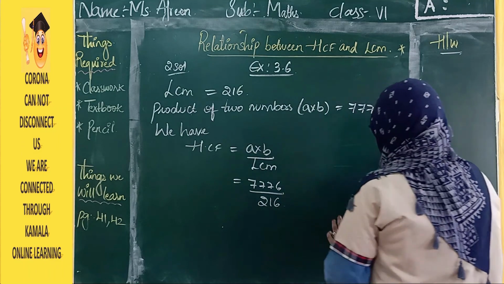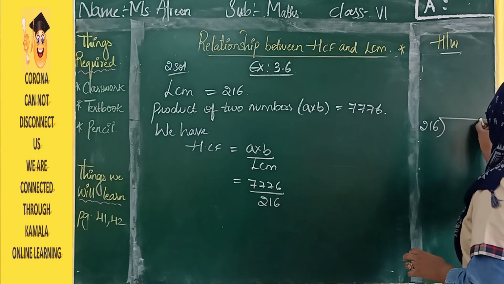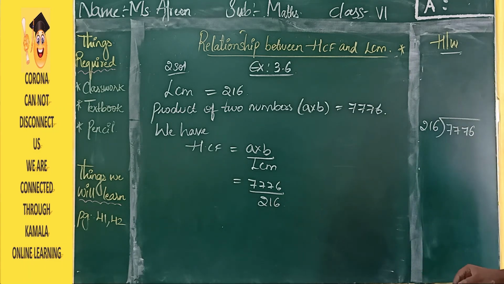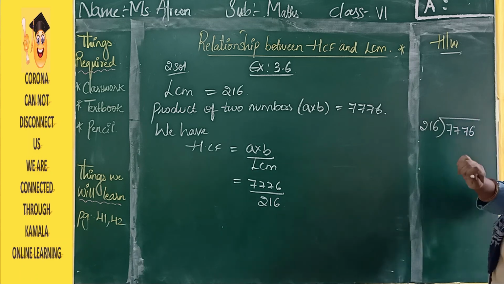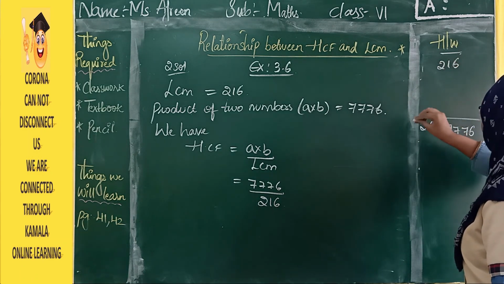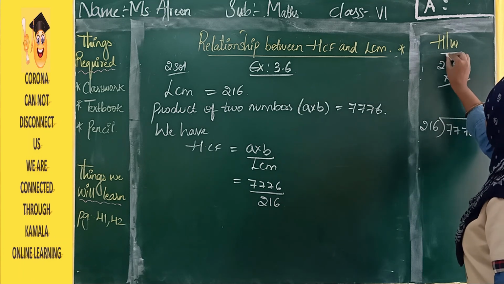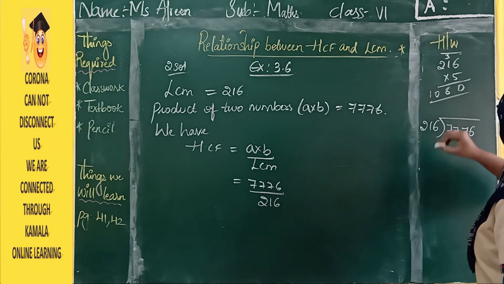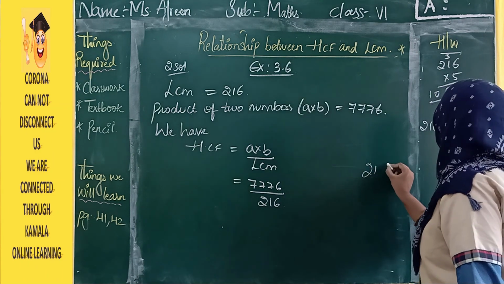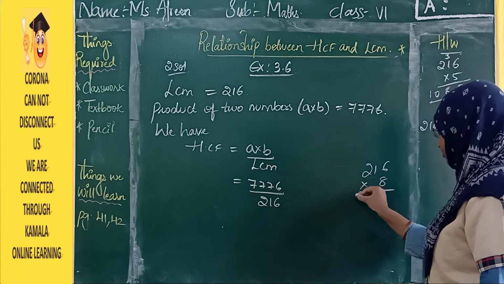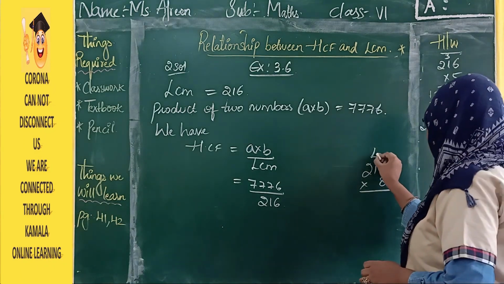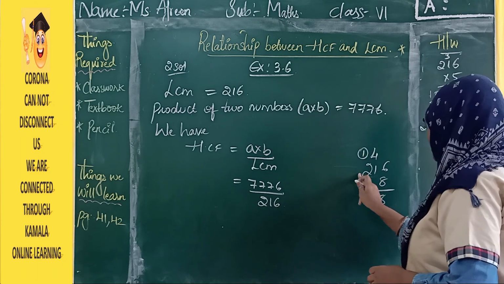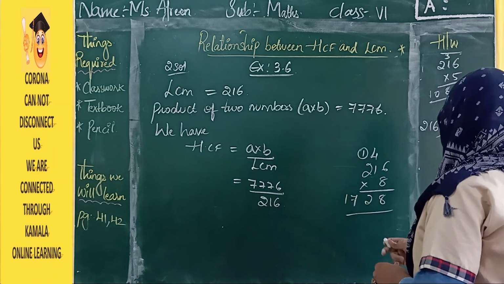Okay, I'm ready. So we are dividing 7776 by 216. 216 ones are 216. Okay, let us go directly with 5 first. Multiply with 5: 5 sixes are 30. 5 ones are 5, 5 plus 3 is 8. 5 twos are 10. It's 1080. Next 216 times 8: 8 sixes are 48. 8 ones are 8, 8 plus 4 is 12. 8 twos are 16 plus 1 is 17, that is 1728.